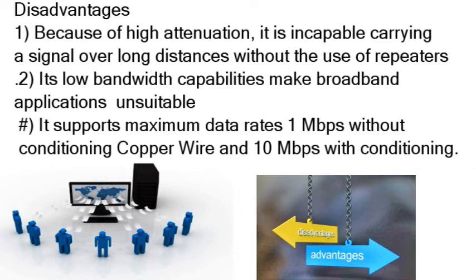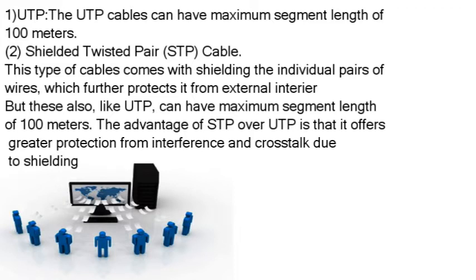Now we have the types of twisted pair cable, that are UTP cable and STP cable. UTP is unshielded, and STP is shielded. What is the difference between these? UTP cable is used for a variety of electronic communication, and it is available in categories as you can see: CAT1, CAT2, CAT3, CAT4 and CAT5. UTP cables have a maximum segment length of 100 meters only. The shielded cable comes with a shielding around individual pairs of wire, which further reduces external interference.